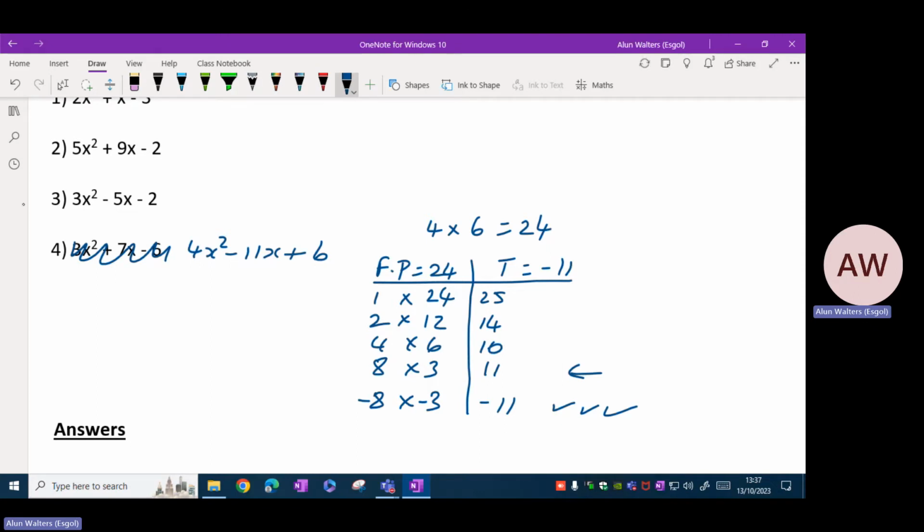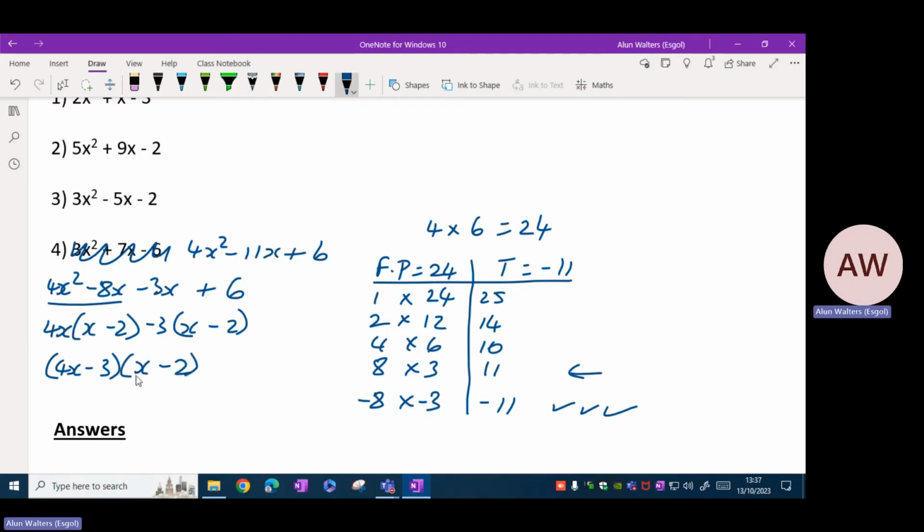So I'll fill it in. 4x squared, and instead of negative 11x, I'm going to replace it with minus 8x, minus 3x, or the other way around. Okay, so I factorize the first two terms. I'm left with 4x outside. I'm left with x minus 2 inside the bracket there. What do I multiply minus 2 by to give me plus 6? And the answer is a negative 3. So the two terms outside the bracket are 4x minus 3, and then the two brackets are x minus 2.